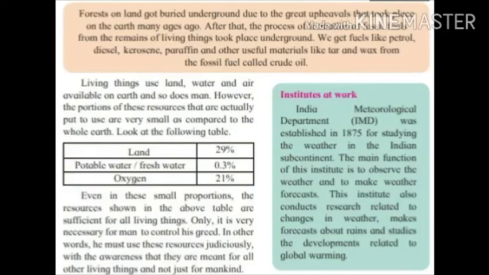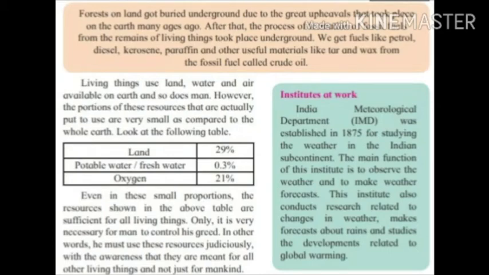Next we have, forests on land got buried underground due to great upheavals on the earth many ages ago. After that, the process of formation of fossil fuel from the remains of living things took place underground. We get fuels like petrol, diesel, kerosene, paraffin, and other useful materials like tar and wax from the fossil fuel called crude oil. Living things use land, water, and air available on the earth, and so does man.